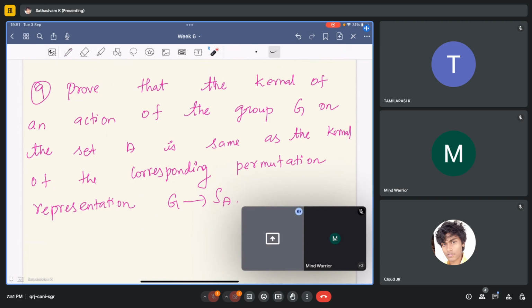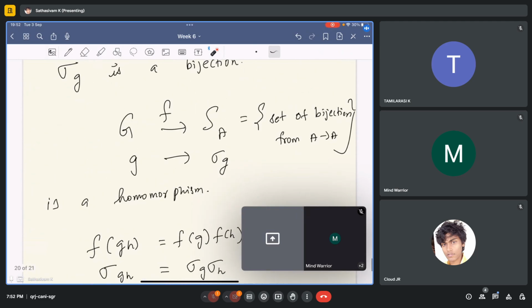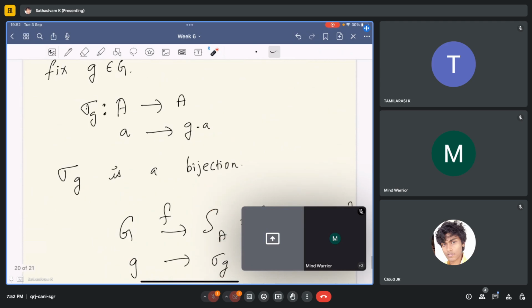Maybe I'll just read out what it says. What we are going to prove is this: we have studied what the kernel of a group action is, right? The kernel of the action of the group G on the set A is basically the same as the kernel of the corresponding representation, this homomorphism which comes from here. Here I have proved it's a homomorphism. I just skipped the fact that it's a bijection. You can easily verify that this map is a bijection.